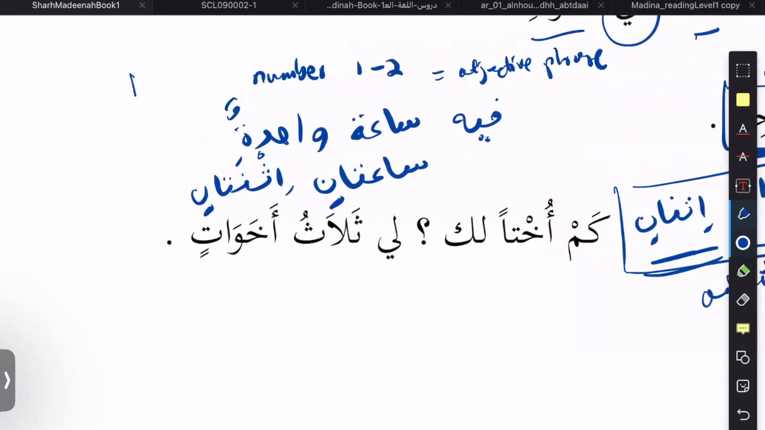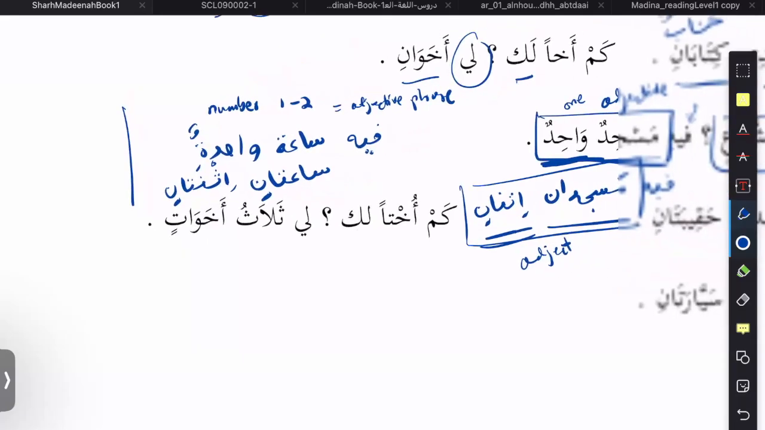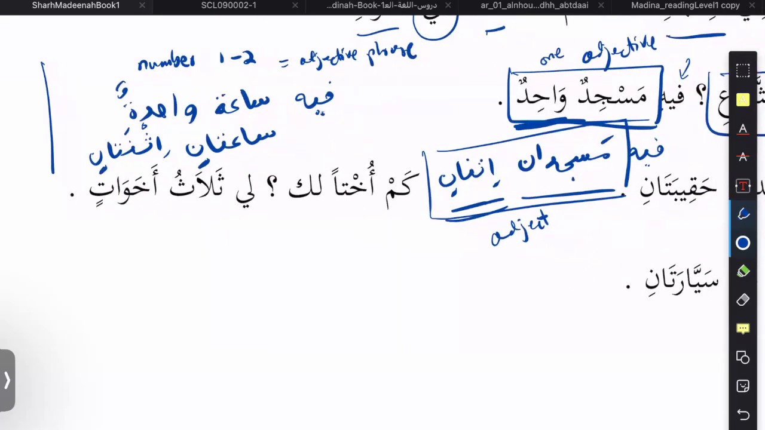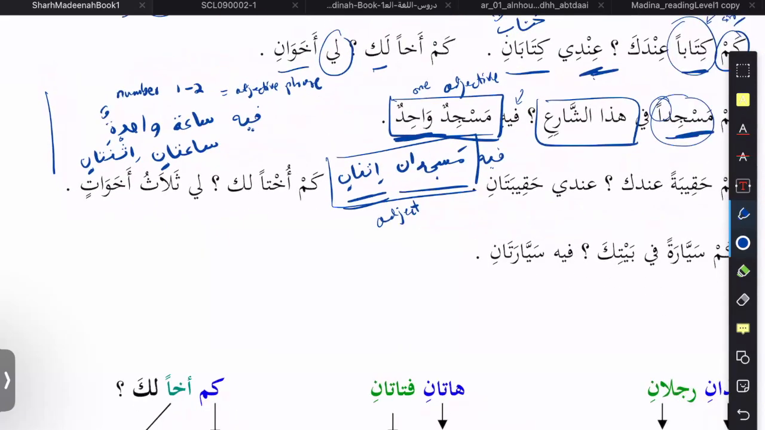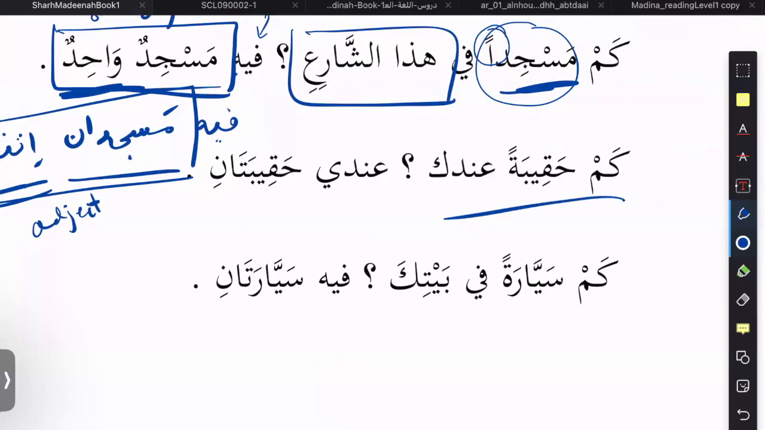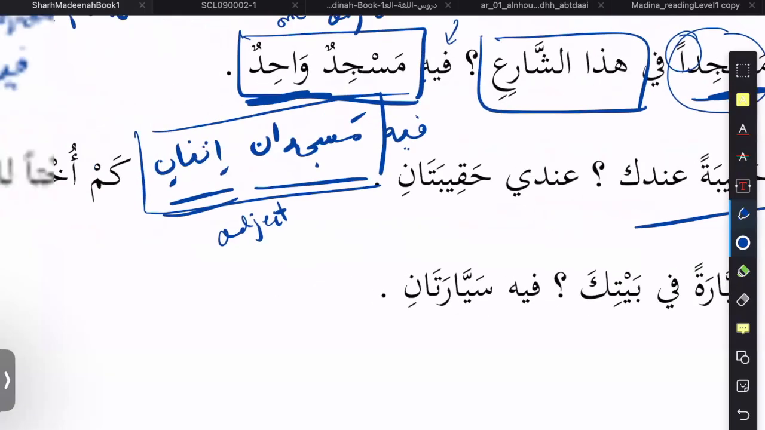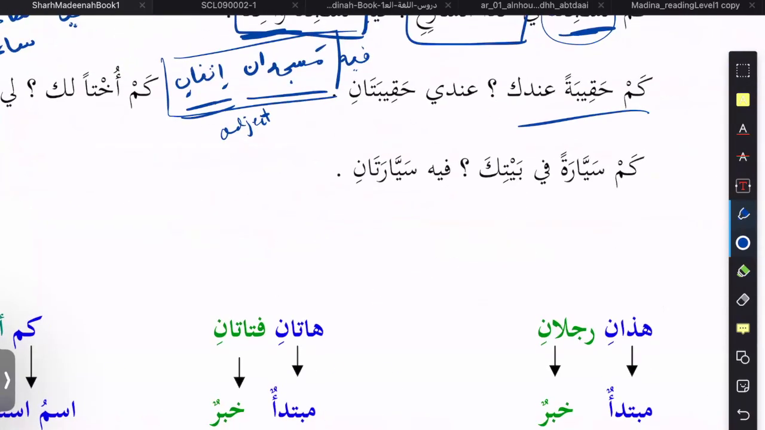So this is your adjective. Do we use adjective for numbers 3, 4, and 5? Absolutely not. So this is something that inshallah we will learn next class. We will use idafa phrase. So it's the same example. Kam haqibatan indak, how many bags do you have. Indi haqibatani. So same things.